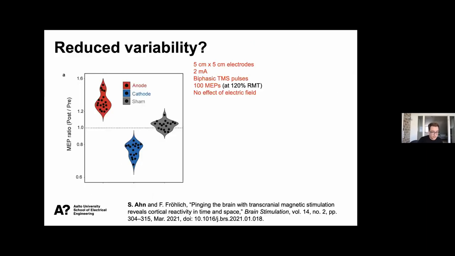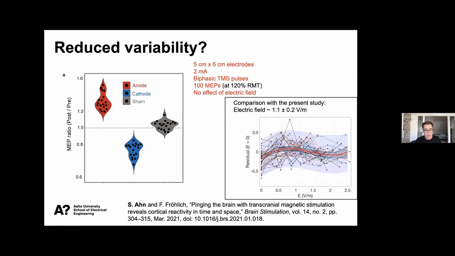And the same kind of consideration can be done for another study, which also reported tDCS results and the electric field as well. They actually found very small variability in the MEPs, and they found no effect of the electric field. And if you calculate what their electric field value was, it was 1.1 volts per meter, which is close to the optimum here. So you would expect that there is no effect of the electric field if you calculate the linear dependency. One difference to this study was that they had extremely small variability in the MEPs, but perhaps the reason was that they used 100 MEPs instead of the 20 that we did. Otherwise, the experimental conditions were quite similar to our study.